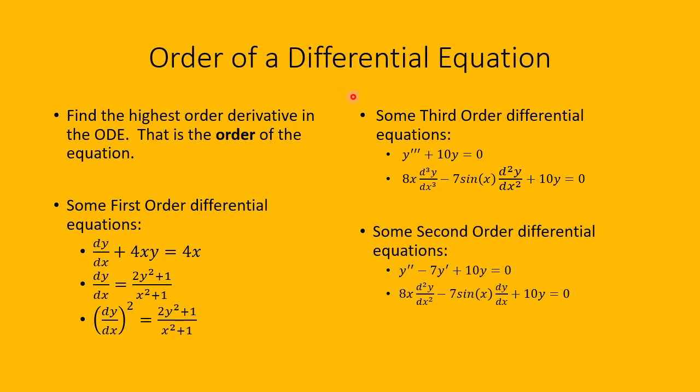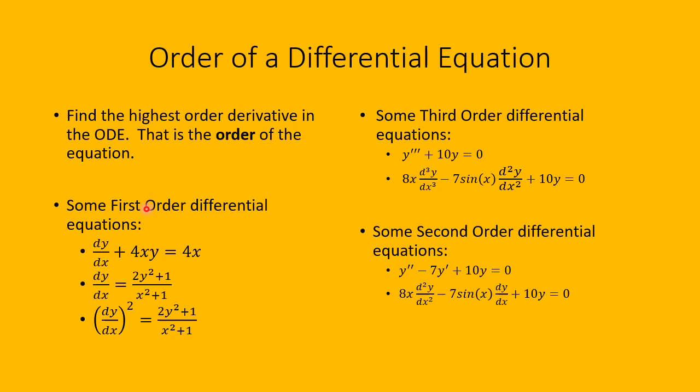So to find the order of a differential equation, what we would do is find the highest order derivative in that ordinary differential equation, and that would be the order of the equation. If the highest order derivative, for instance, is a third derivative, then the order of the equation would be 3. It would be a third order differential equation.